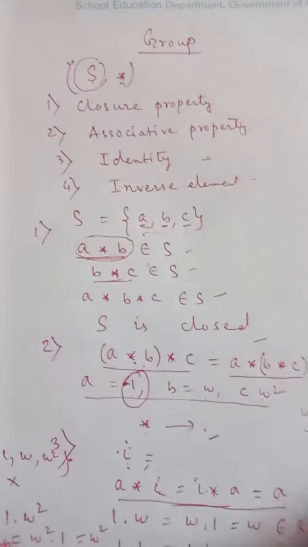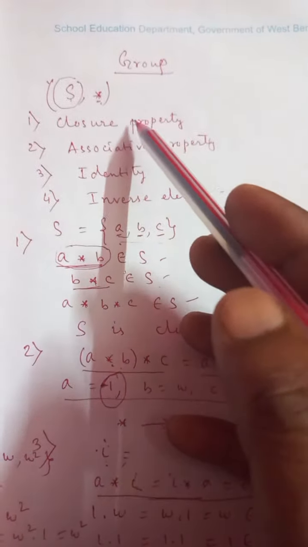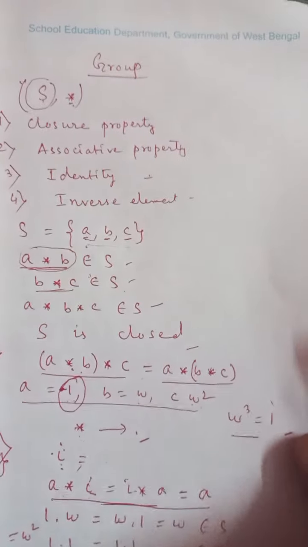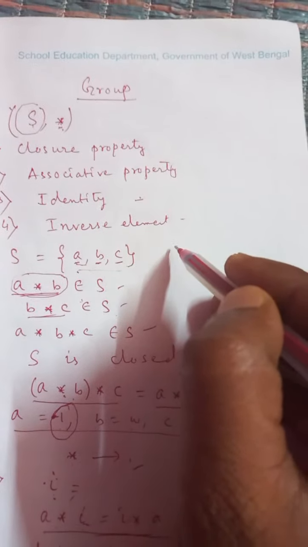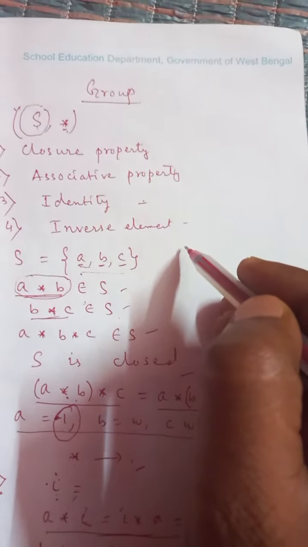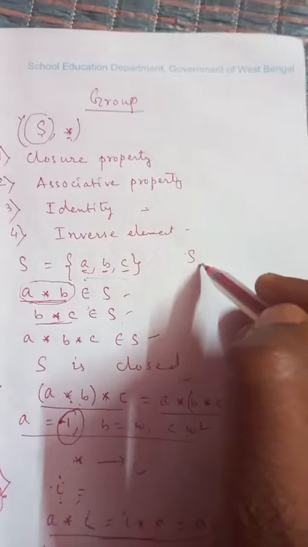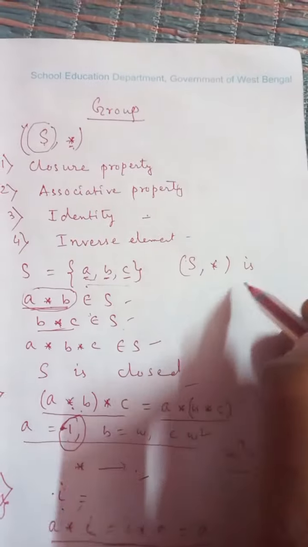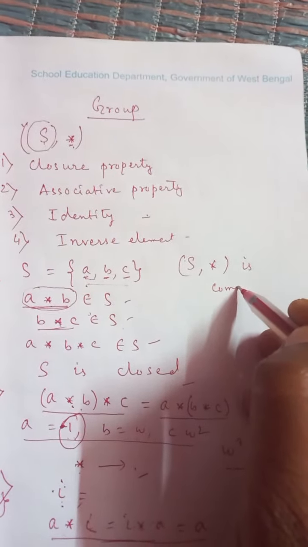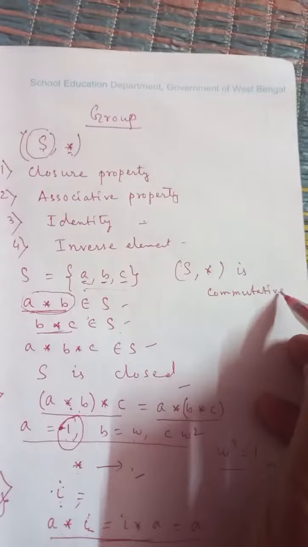Here one more property can be discussed. If S forms a group under any binary operation star, then one thing can happen or not happen: this is a commutative group, meaning any group is abelian or not abelian, commutative or not commutative. So whether S under binary operation star is abelian or commutative or not, we have to find out. If commutative, then it is an abelian group.